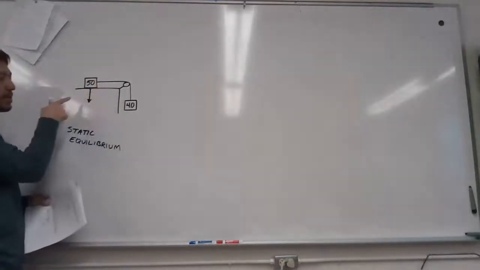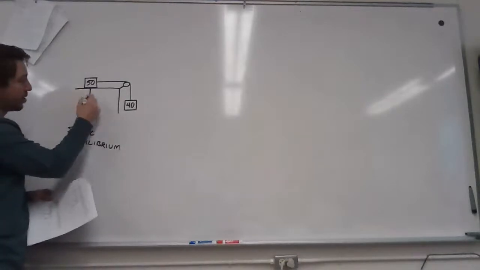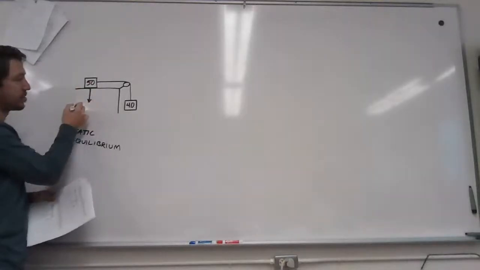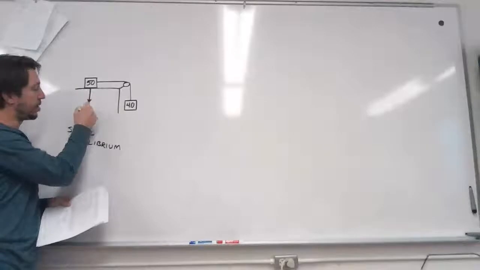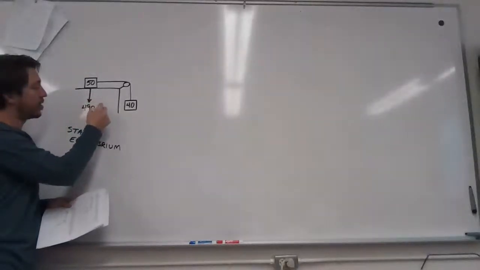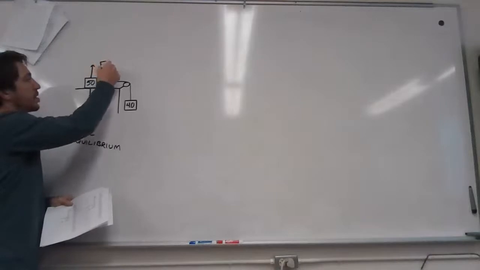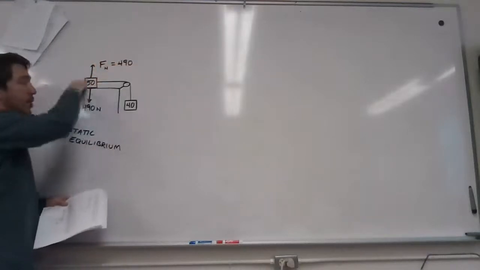Okay, so let's analyze each block's force diagrams. This guy, well, how much downforce is there pushing him against the table? Gravity, so that would be 490 newtons. So the normal force has to be 490 newtons because he's not going up or down.